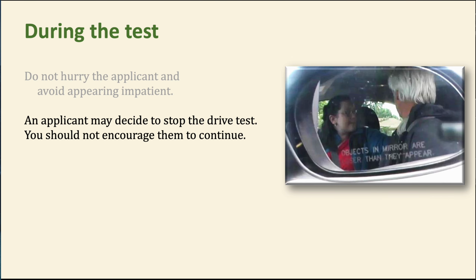Now, an applicant may decide to stop the drive test. They're like, I can't continue. Sometimes anxiety gets the best of folks. You're not supposed to encourage them to continue.